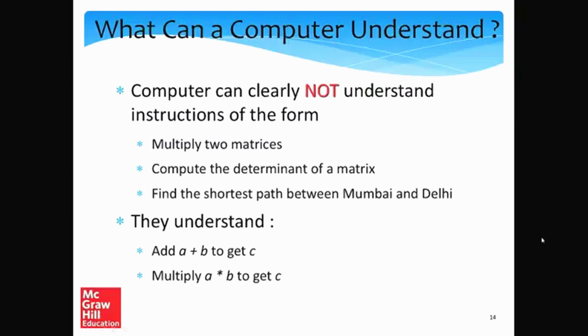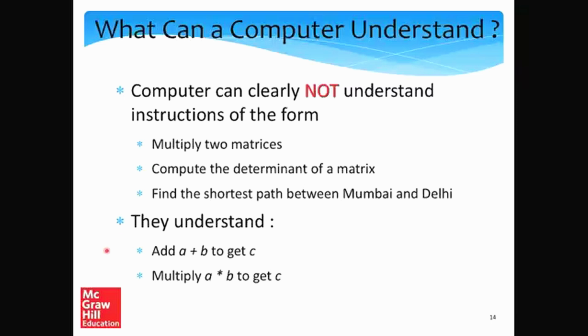So what can a computer understand? Computers are not smart enough to understand instructions of the form multiply two matrices, compute the determinant of a matrix, or find the shortest path between Mumbai and Delhi. They are simply not that smart that they can solve problems with such a high level of difficulty. They are not even smart enough to answer the question, what is the time right now?